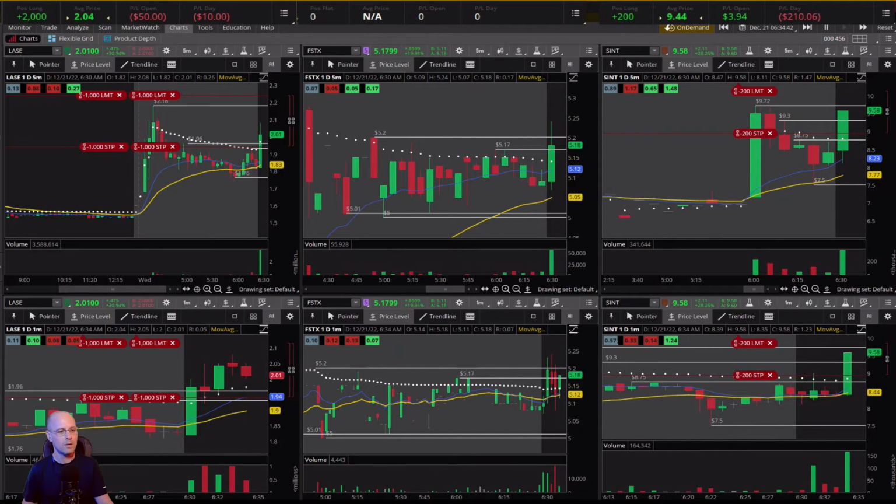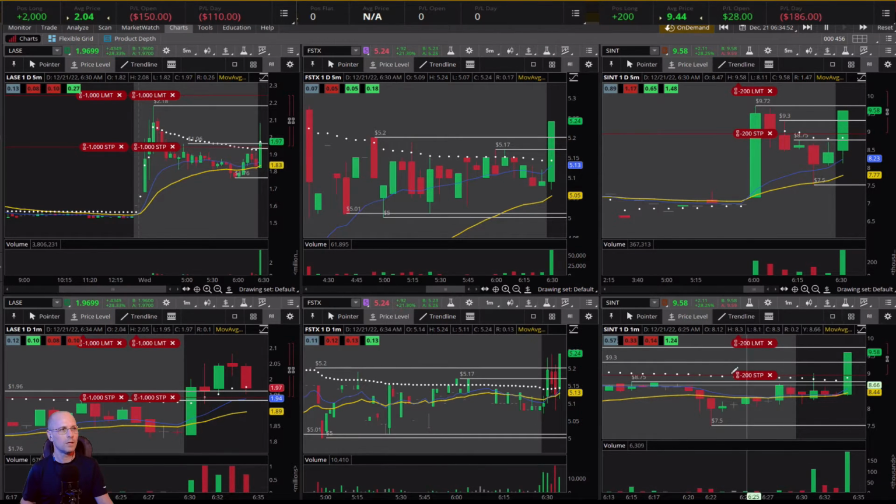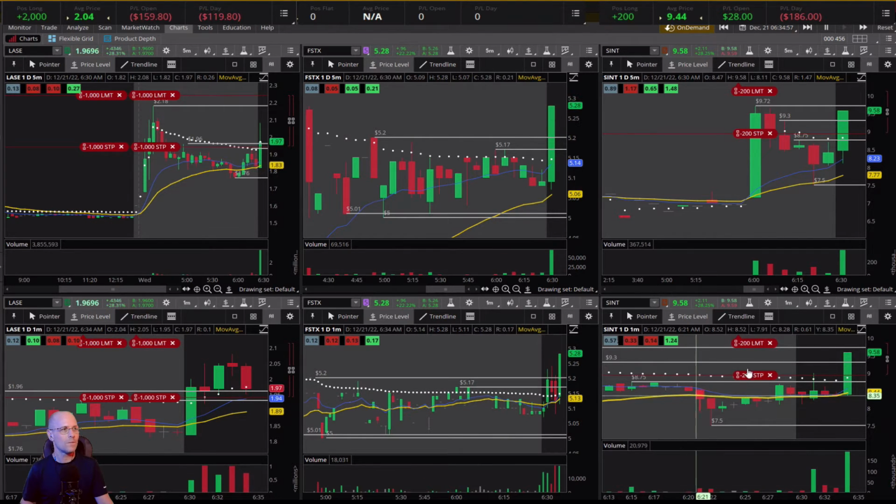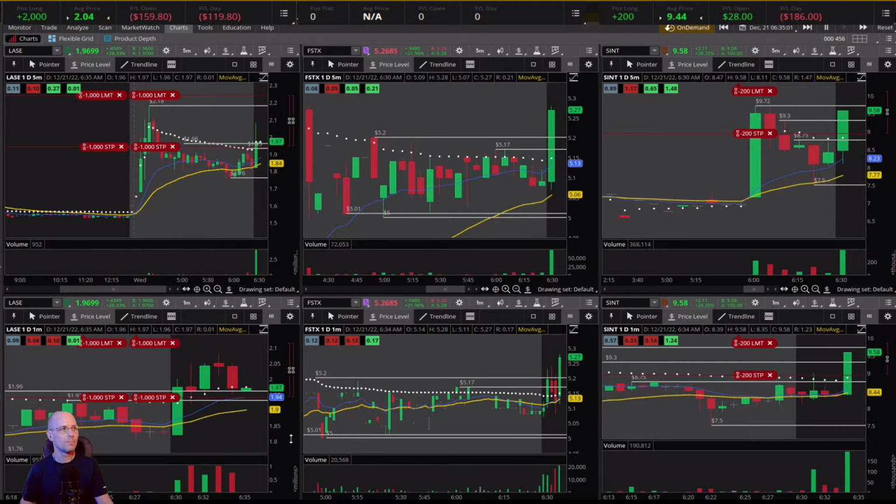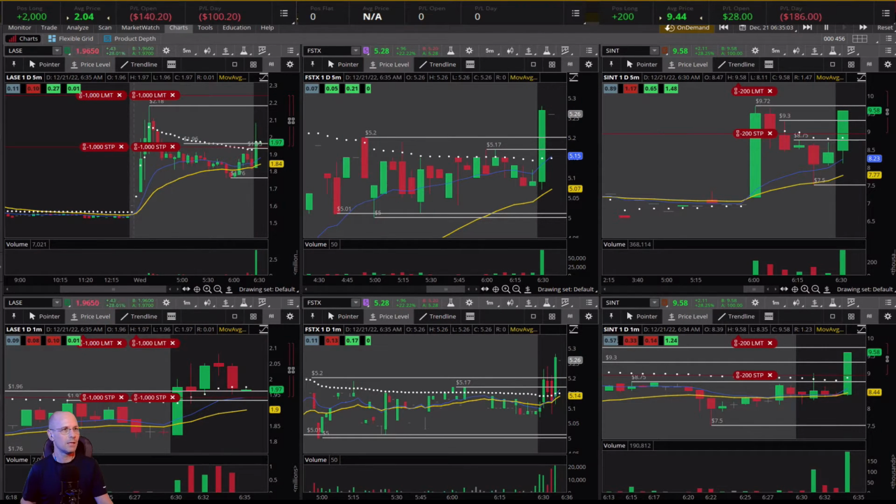Nice breakout over here. And really, I'm kind of breaking my rules right now on SINT, because if I get stopped out on this one and these two, I'll be down below my max loss. So I'll have to mark this day down as a day I broke the rules. SINT is halted.